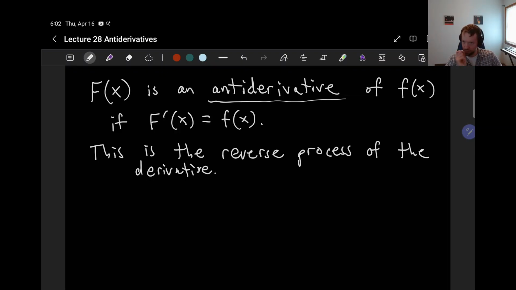Well, I made a little mistake in my speech there, didn't I? Because really, it's not the antiderivative, but it's an antiderivative. Turns out there's more than one for any given little f of x. We'll see that. So let's look at some examples.